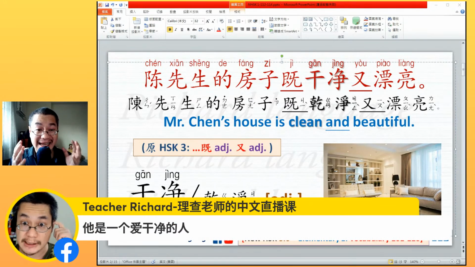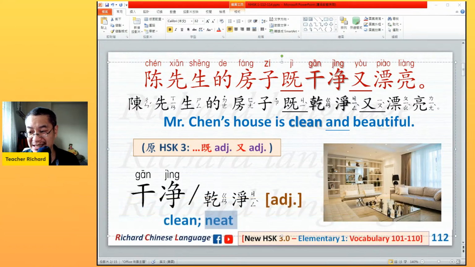So you can say 爱干净, this kind of adjective to describe a person who loves to be neat and tidy. 他是一个爱干净的人. Remember this 爱 means love or tend to be tidy, tend to be neat. 他是一个爱干净的人. Hello, 阿能. Hello, Bright. 你是不是一个爱干净的人? Hopefully, you are 一个爱干净的人.